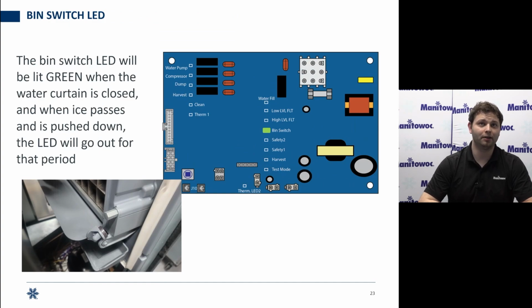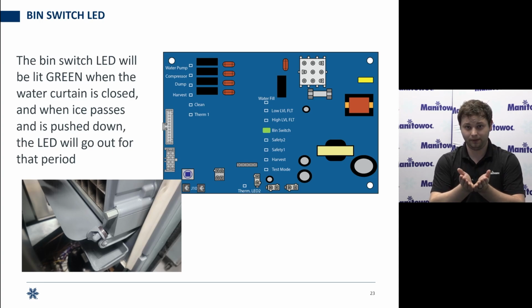Next again is our bin switch LED. It is a green LED. It works the same as the last one. When that damper is open, the light will be off. When the damper is closed, that light will be solid. And again, troubleshooting, very important here. It can be used to tell whether or not the bin switch is acting up. So that's just something to keep in mind. And remember, if you have a suspect bin switch, you can always ohm it out as well to double check that.